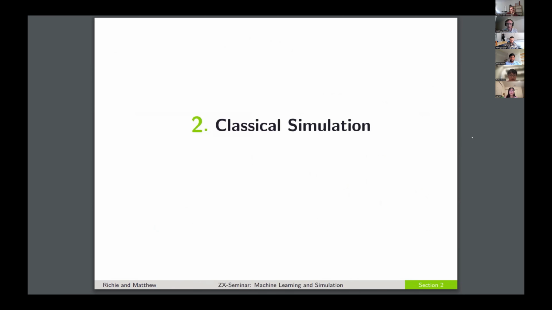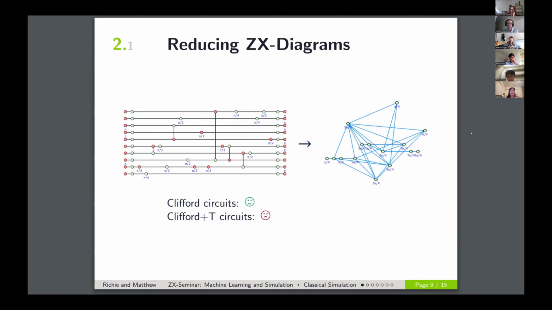Yeah, so thank you, Richie. So we've seen how reinforcement learning can be applied to optimization in particular with ZX calculus. Now we're going to move on to more recent work, which is still in development with myself and Richie and Alex Koziell-Pipe, where we're applying reinforcement learning for classical simulation with ZX calculus.